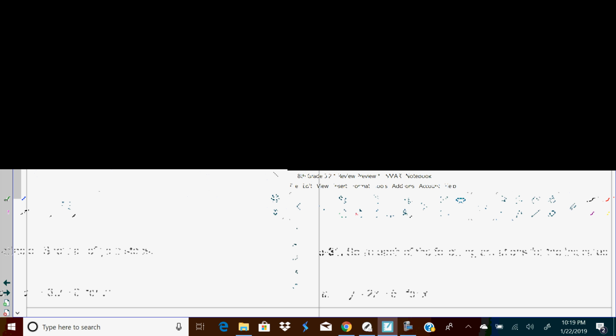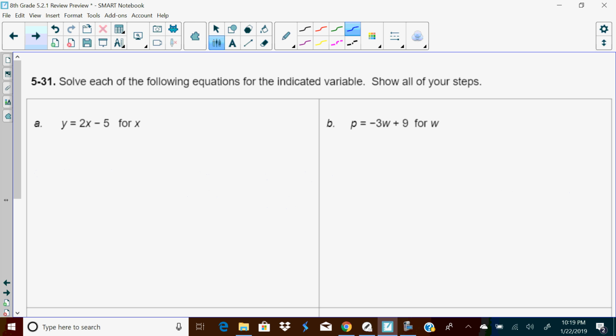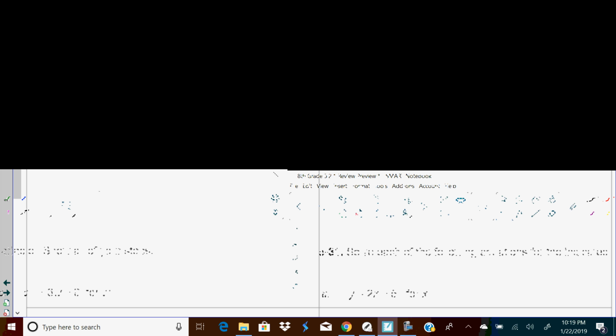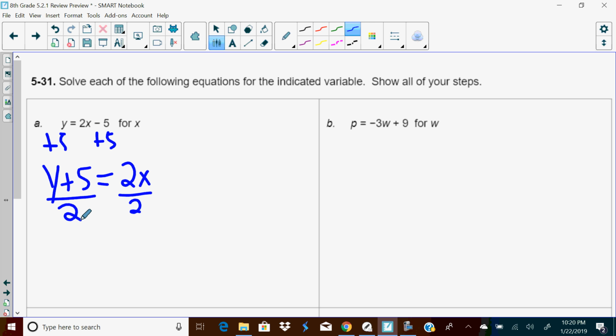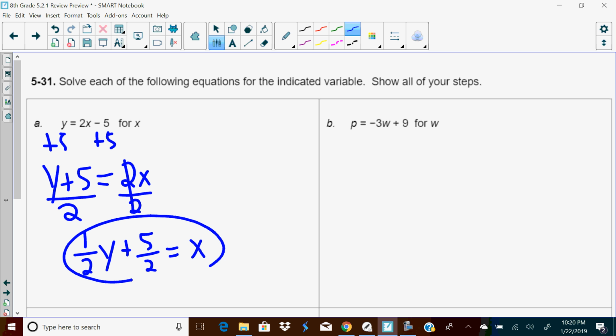31 says solve for the following variables. So for A, we're solving for x. So to solve for x, we're going to first add 5 to both sides. So I get y plus 5 equals 2x. Then divide both sides by 2. So I could leave it as y plus 5 over 2, or I can change it into 1/2 y plus 5 over 2 equals x, because those cancel.